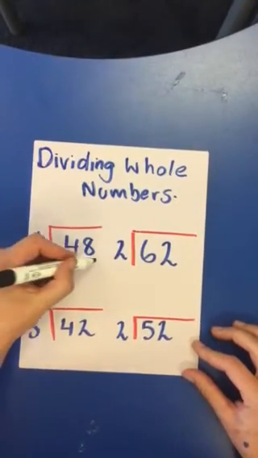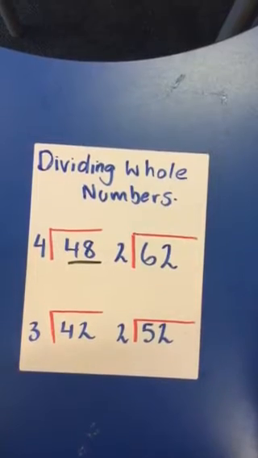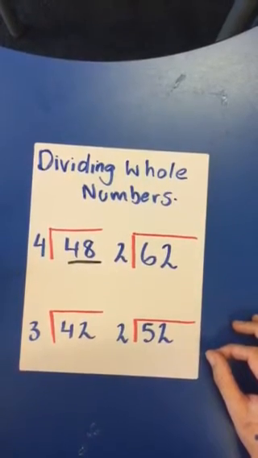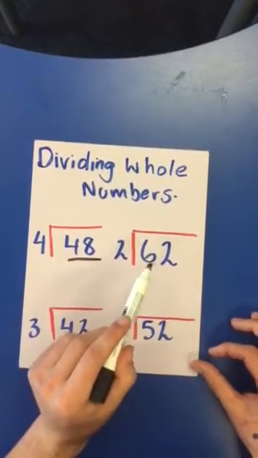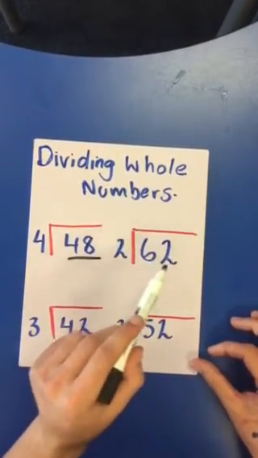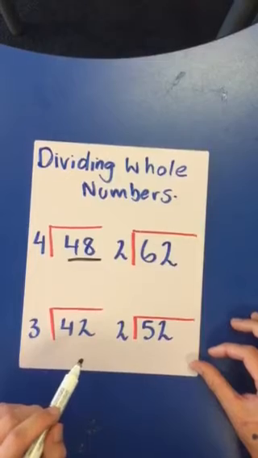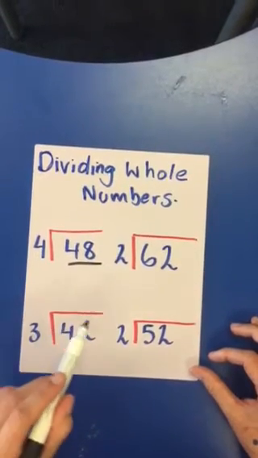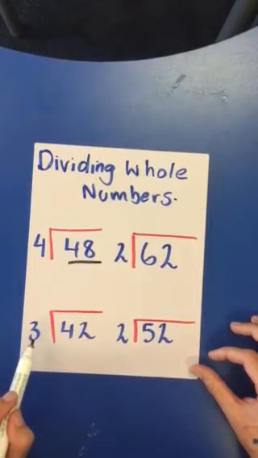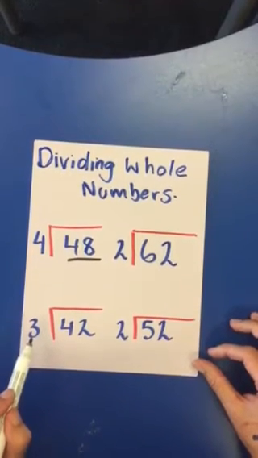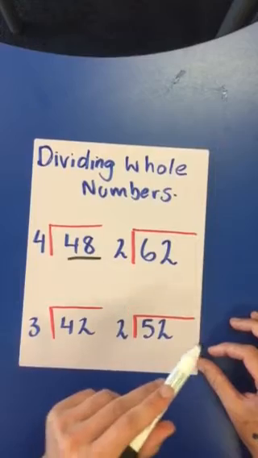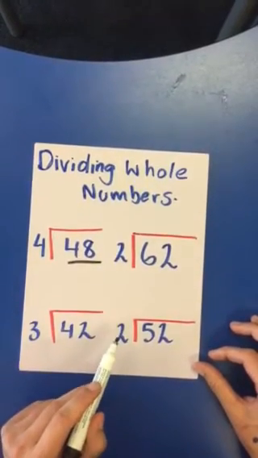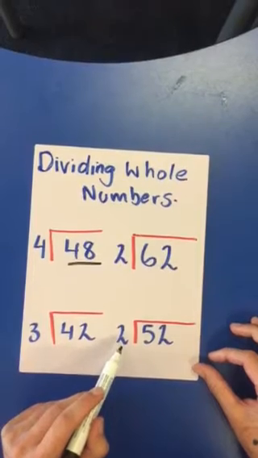You're saying 48 marbles divided between 4 people. You're saying 62 students divided into 2 groups. You're saying 42 water balloons divided between 3 classes. Or 52 plates of food divided between 2 birthday parties.